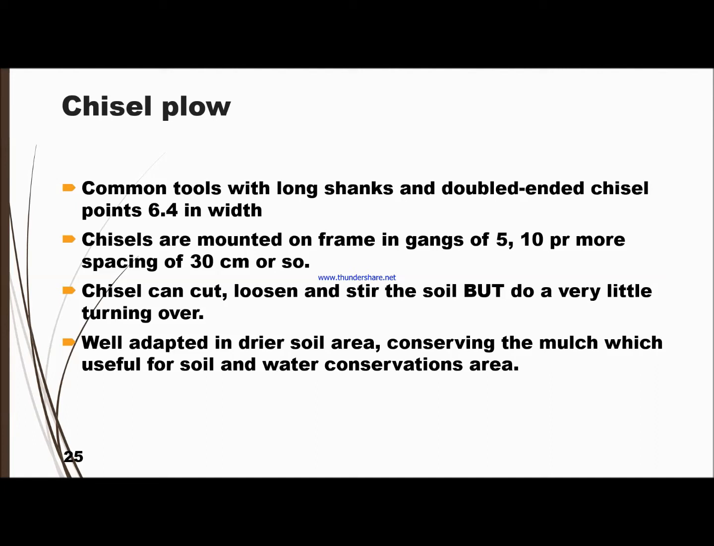So 6.4 inches is about 15 centimeter width. The chisel is mounted on a frame in the gang. With a few of them, the combination and spacing can be staggered, and can be a group of them about 30 centimeter or so. A chisel can cut, loosen, and stir the soil, but does very little disturbance or turning over of the soil.